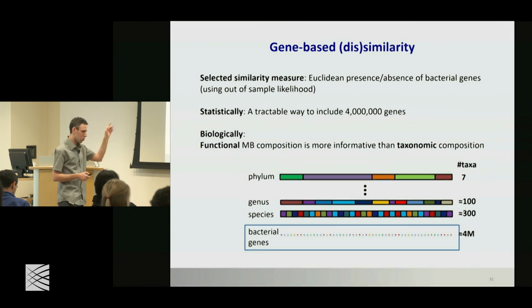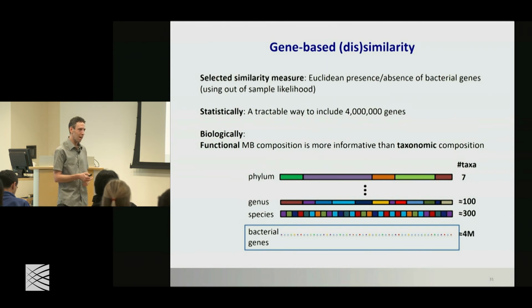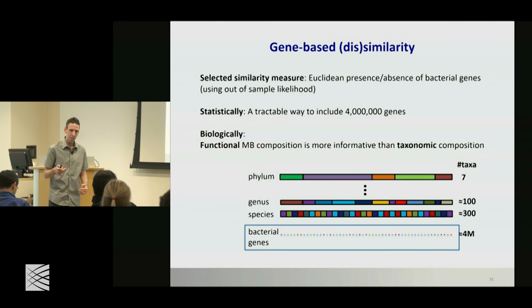Statistically it's cool, but from a biological perspective, we also think that's cool, because the fact that genes gave us by far the best results means that the functional composition of the microbiome is much more informative towards explaining our phenotypes than the taxonomic composition. For our purposes, I don't care what a bacteria is called as long as I know what genes it has. A bacteria is just a collection of genes. We don't care about anything else, which is surprising and interesting.